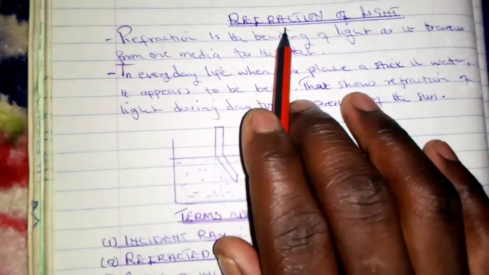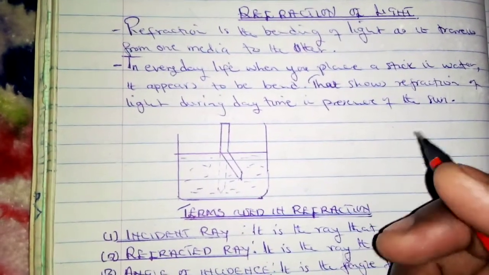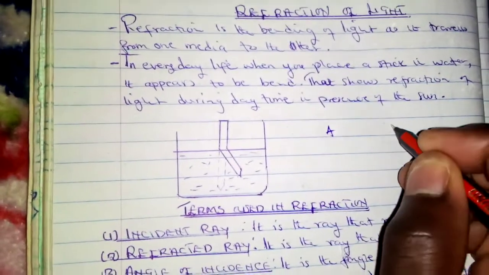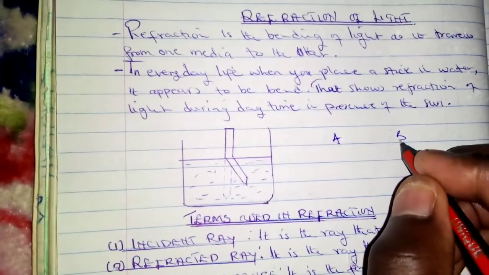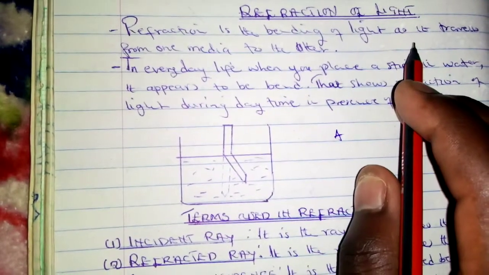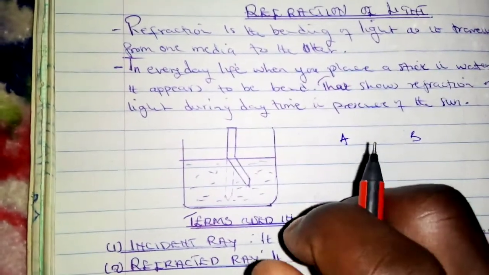Now with refraction, we mean light is moving from one medium to another. So we have two mediums. It is moving from medium A to medium B. So what happens is light bends. It's a bending of light as it travels from one medium to another.